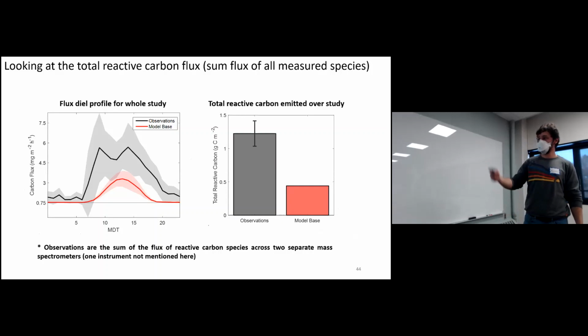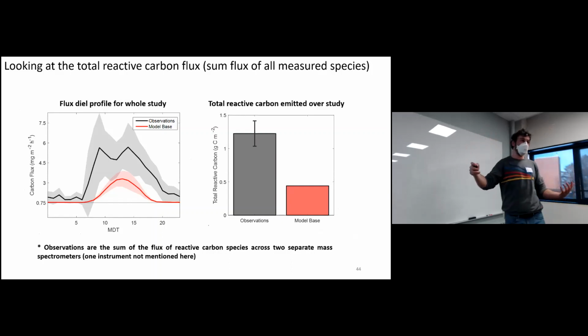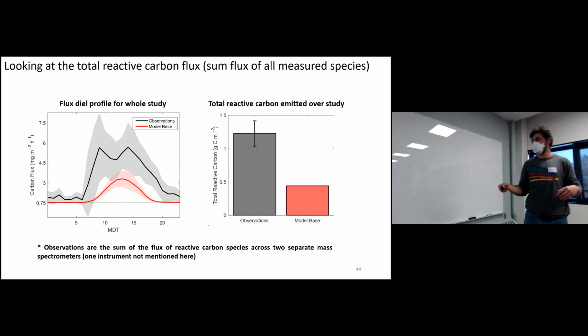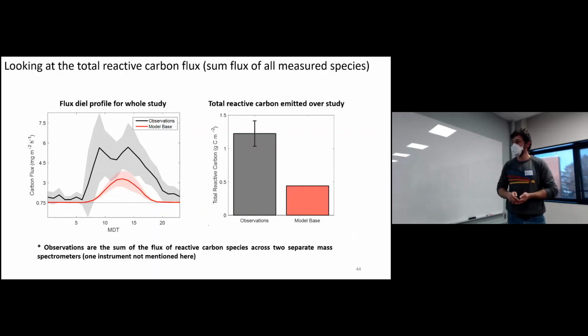And what I did here is I added up all of the reactive carbon flux for the whole study and made a daily profile, and compared it to what just the base case of our model looks like. And we can see that we're under-predicting the total reactive carbon emitted over that study period.